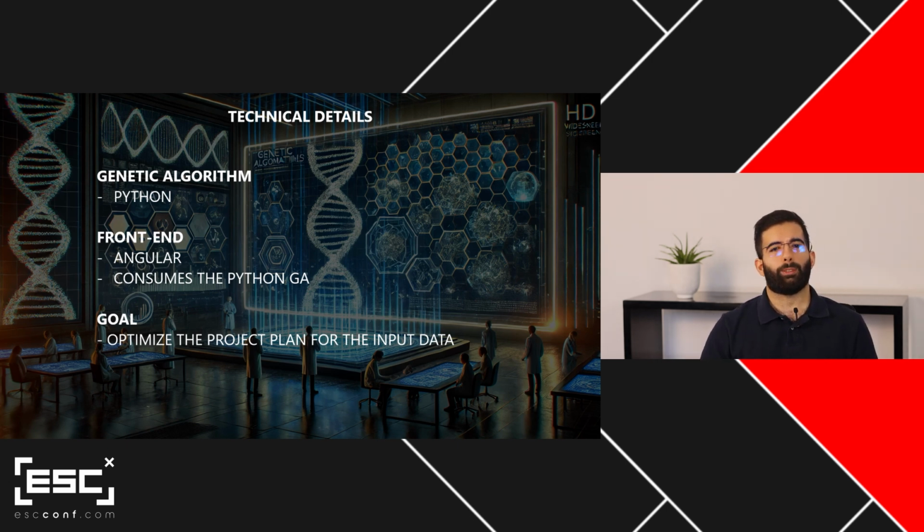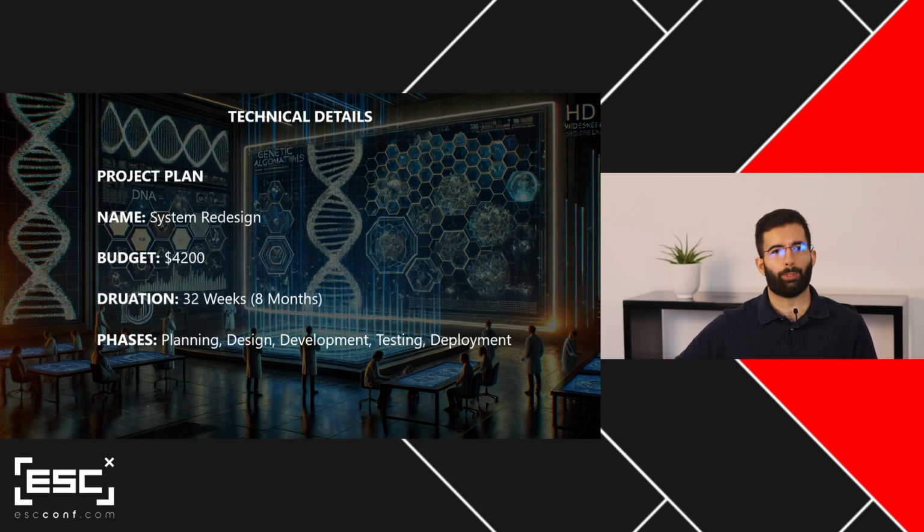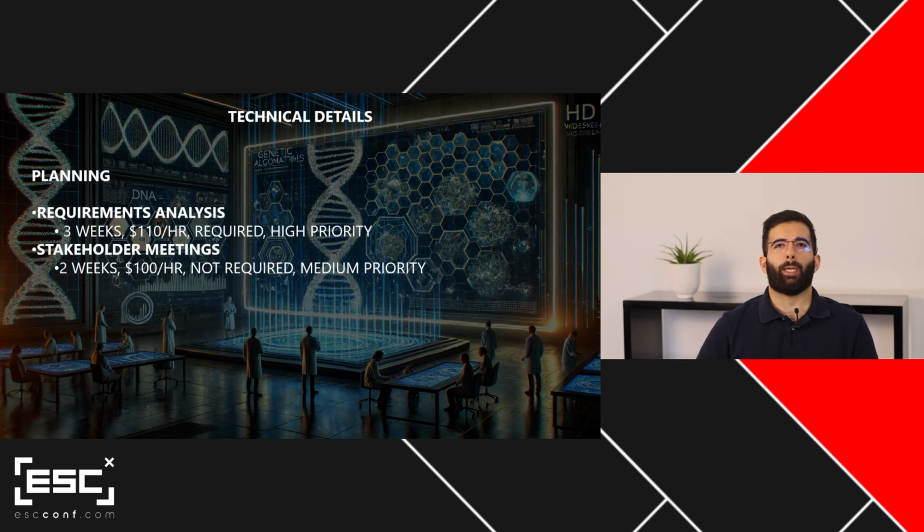And it has different phases: planning, design, development, testing, and deployment. And as part of each phase, I can also have different features. So as part of planning, for example, I have requirements analysis and stakeholder meetings. For each of these features, I have a duration. I have an amount per hour that we would charge. I can also indicate whether I really need this or don't. Sometimes certain things are not that required. They're more of a nice to have because we may not have enough money or time. I can also indicate a priority of each feature, and I've done this for each phase of the project, as you can see, for design, development, testing, and deployment. That's our sample data.